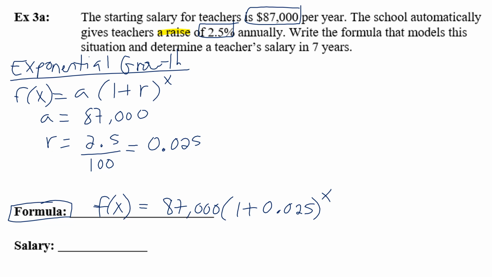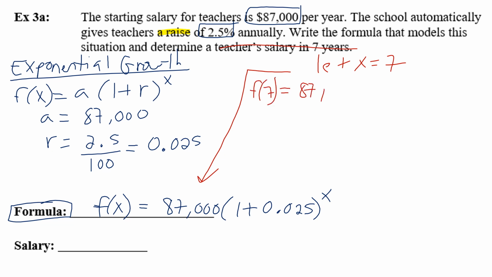We want to know the teacher's salary in 7 years. So now we're going to go ahead and let x equal 7. And wherever we see x in that formula, we're going to plug in 7. So we have f of 7 equals 87,000, parentheses 1 plus 0.025, raise that to the 7th. Keep in mind, the f, again, just tells us we have a function, so we're not doing anything to the left. f of 7.